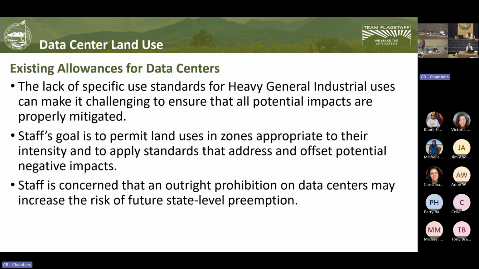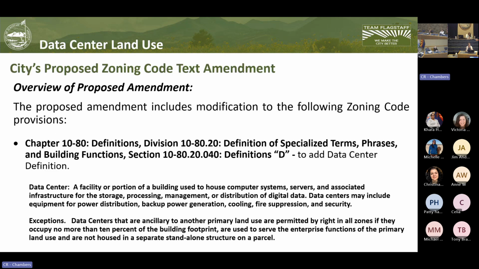Staff is concerned that an outright prohibition on data centers may increase the risk of future state-level preemption. We know the reason the league was looking at this is because there's likely going to be state legislation. There's a lot of general conversation around the state about data centers. So we just want to make sure that we're on top of this and that we regulate it in regard to our existing goals and policies in our regional plan.